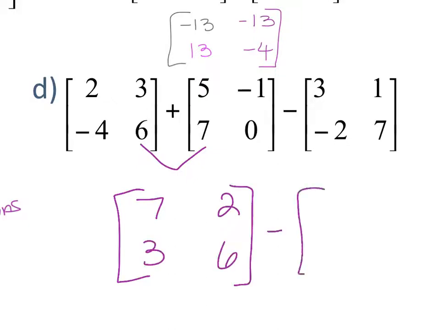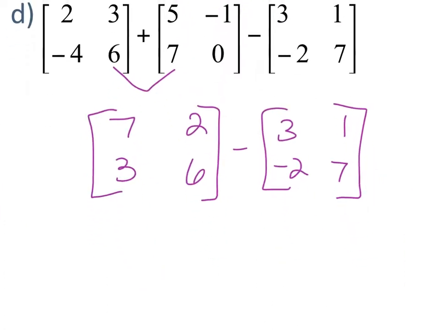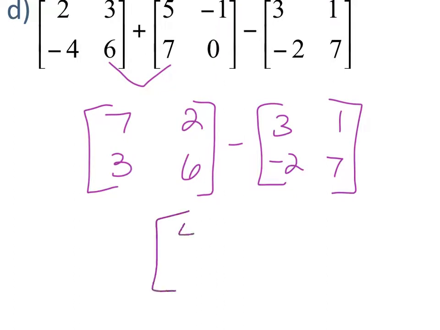And then from that, you're going to subtract that last matrix. So 7 minus 3 becomes 4. 2 minus 1 is 1. 3 minus a negative 2 is 5. And 6 minus 7 is negative 1.